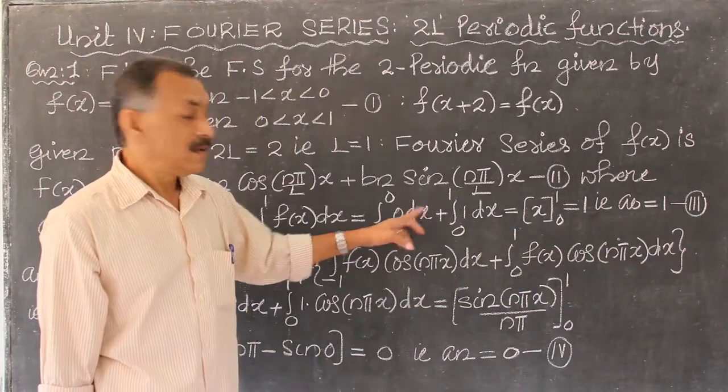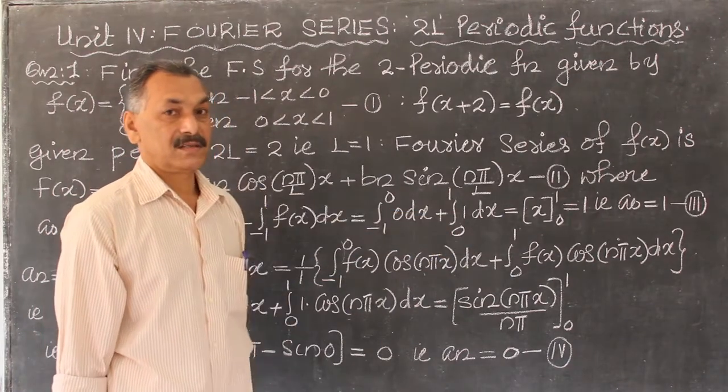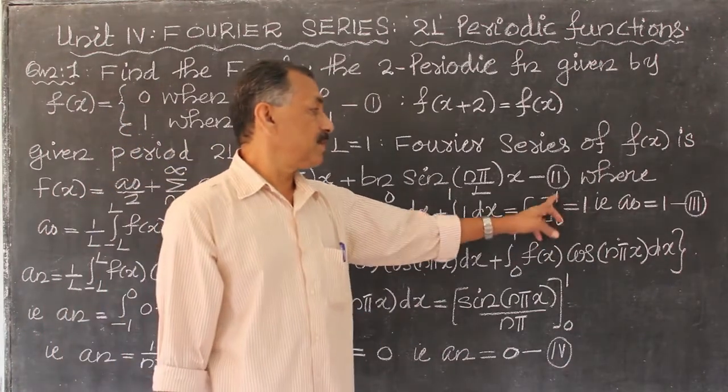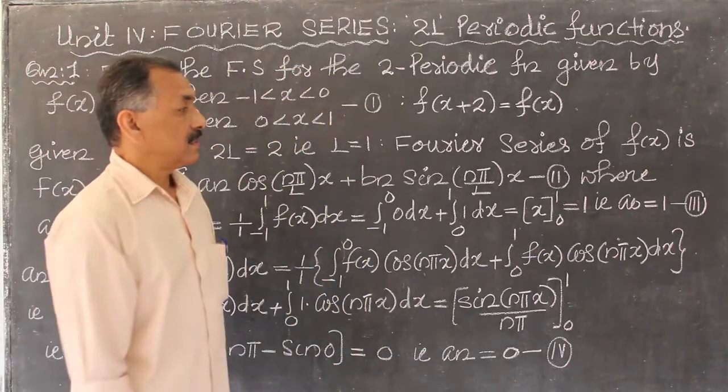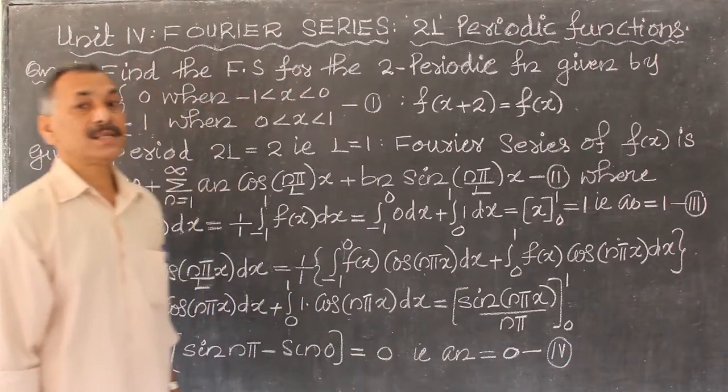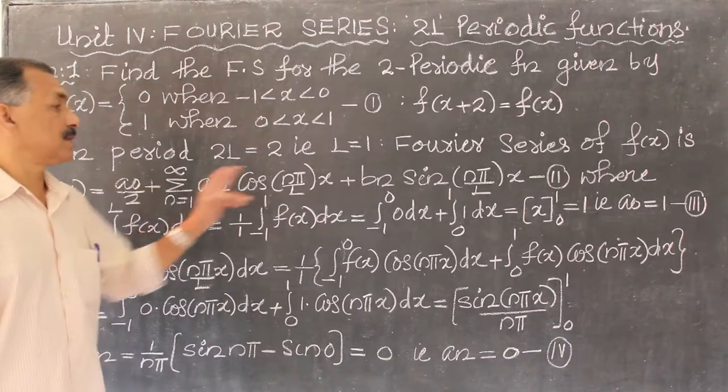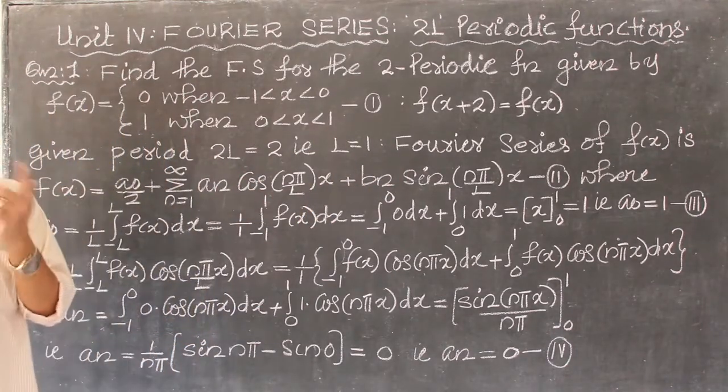This is 0. Integral 0 to 1 dx. Integral dx is equal to x between the limits 0 to 1. That is a0 is equal to 1. That is result 3, a0 is equal to 1. Then next, what is an?